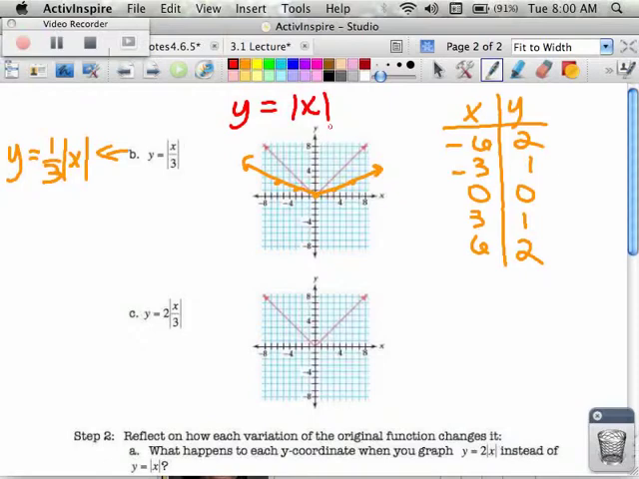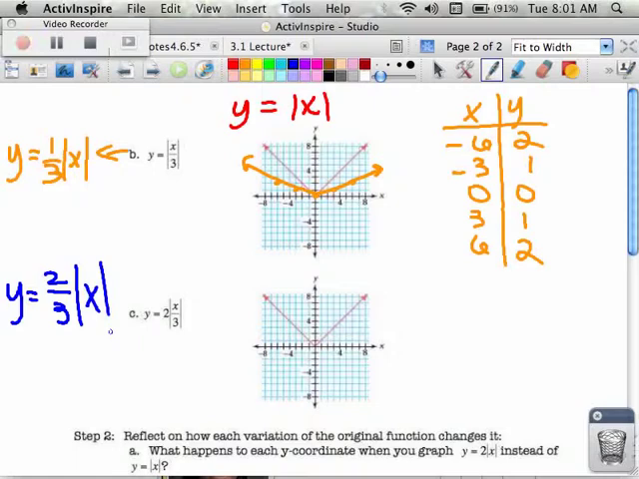In letter C, very similar. Again, they try to trick you with a number on the outside and a number on the inside. One's being multiplied, one's being divided. The way that you could write this to maybe make it a little more easy to see is just pull the 3 out. Notice that it's on the bottom of a fraction, so leave it on the bottom of a fraction, and just leave the x on the inside. And so this is like saying 2/3 times the absolute value of x.